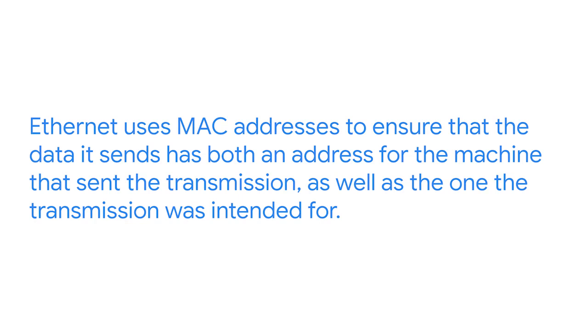Ethernet uses MAC addresses to ensure that the data it sends has both an address for the machine that sent the transmission, as well as the one that the transmission was intended for. In this way, even on a network segment acting as a single collision domain, each node on that network knows when traffic is intended for it.